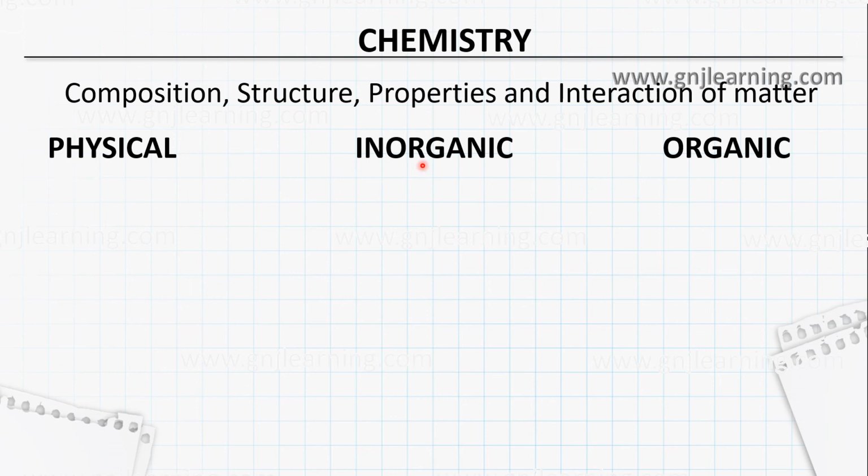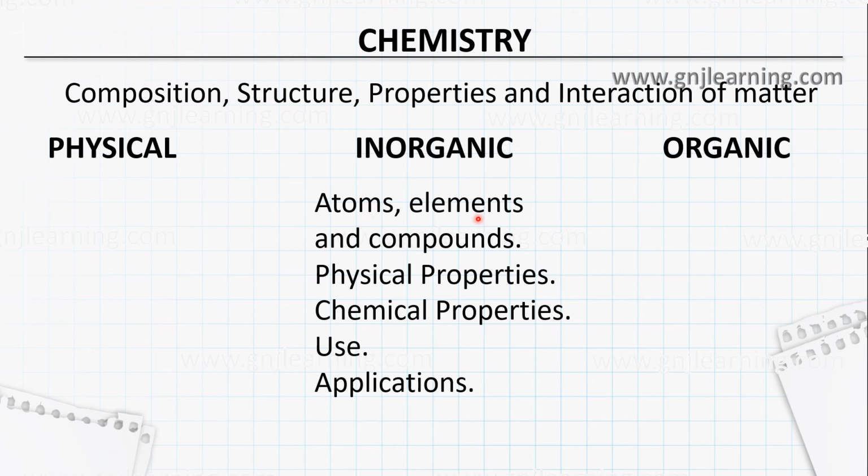So when it comes to inorganic, you will study about atoms, elements and compounds, their physical properties, chemical properties, use and application. So these are the things that take part in the chemical reaction, either atoms, elements or compounds. So you will study about their physical properties, then chemical properties, meaning their chemical reactions, their use and how they are applied in the field of chemistry. These all things come under inorganic chemistry.